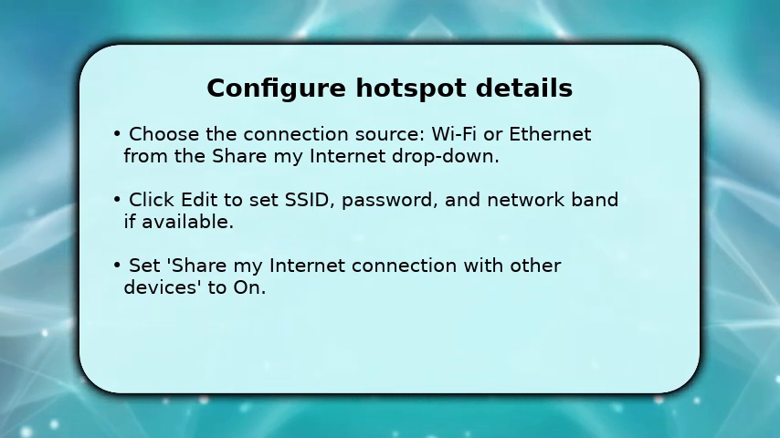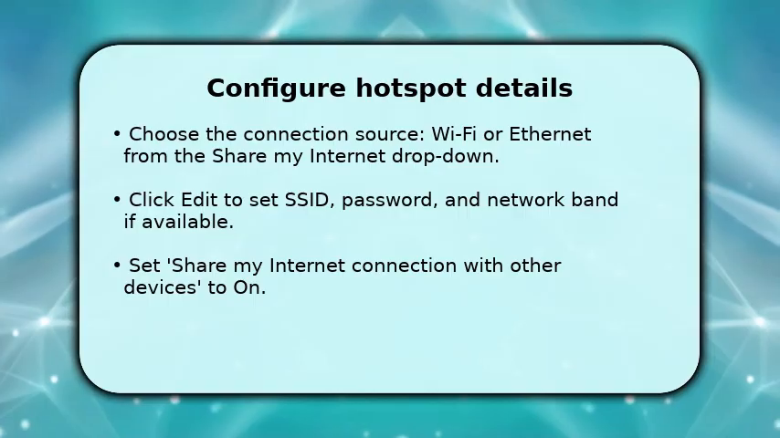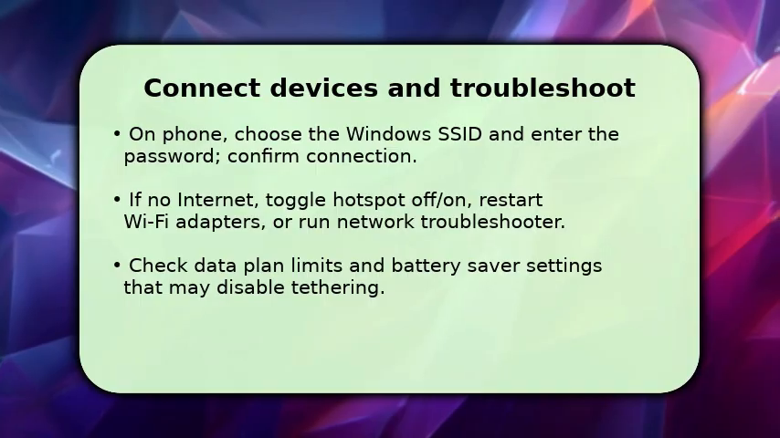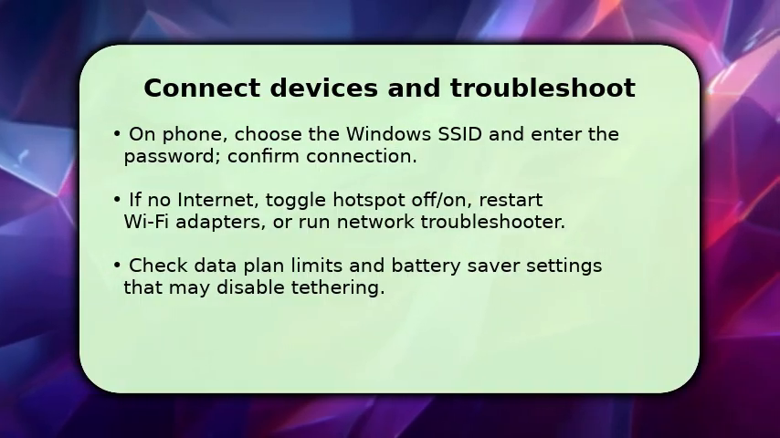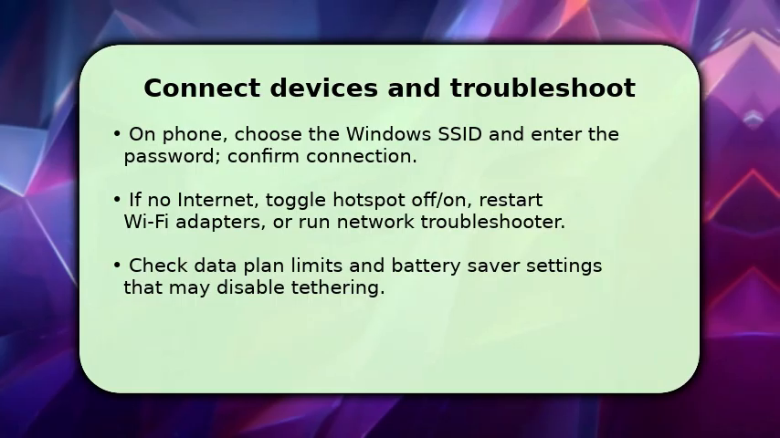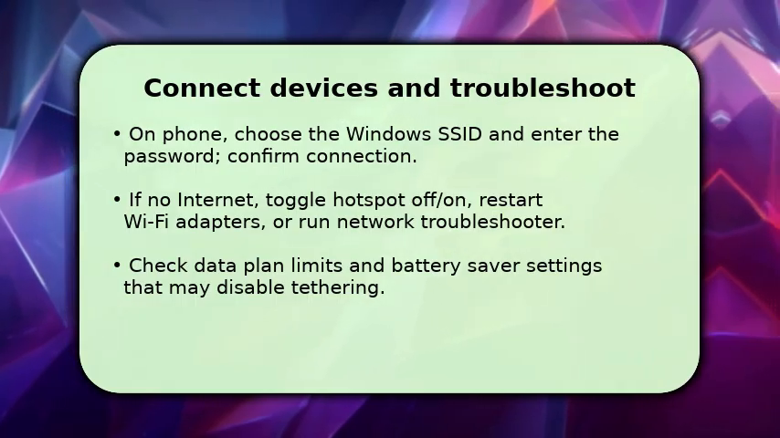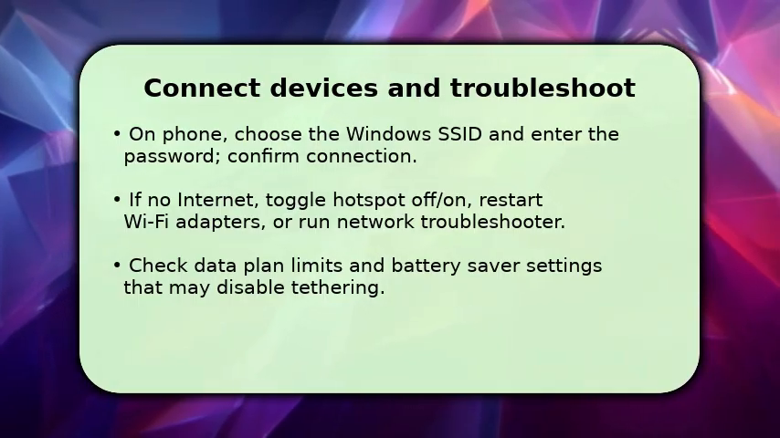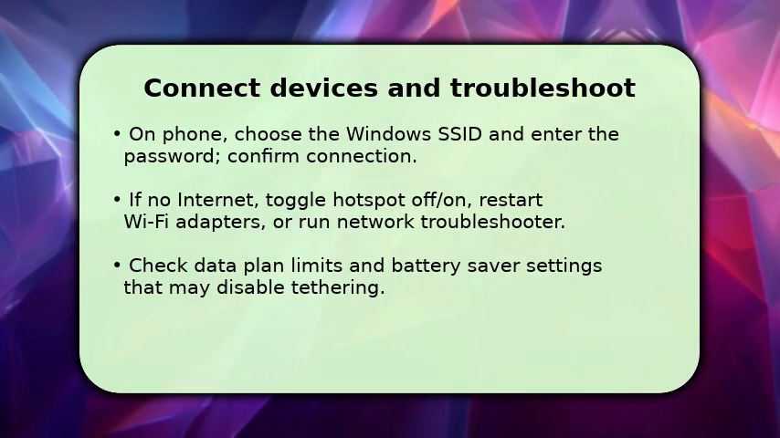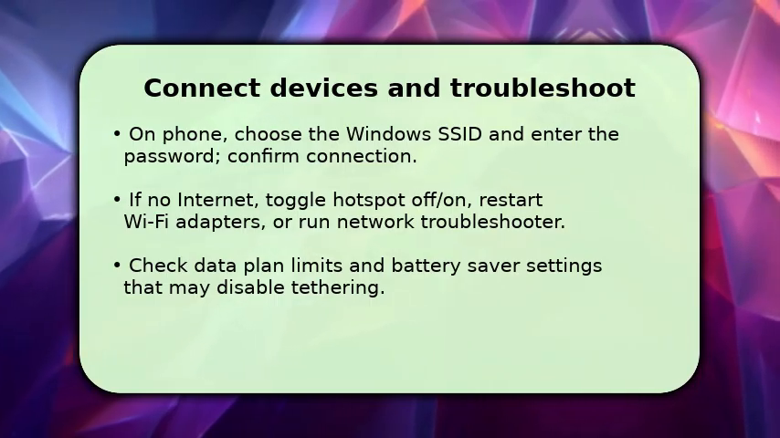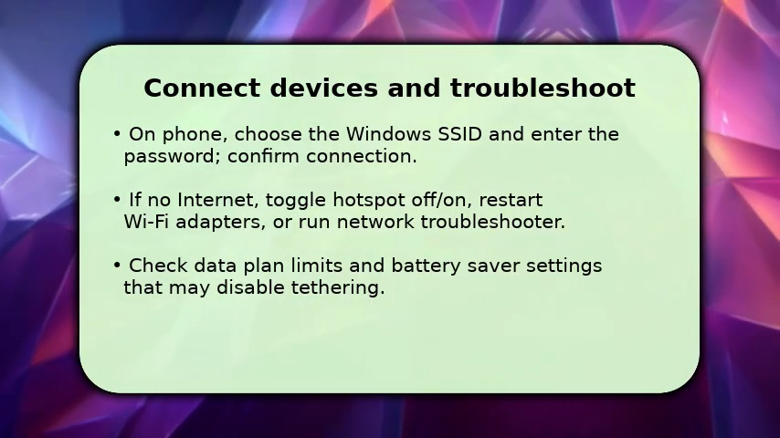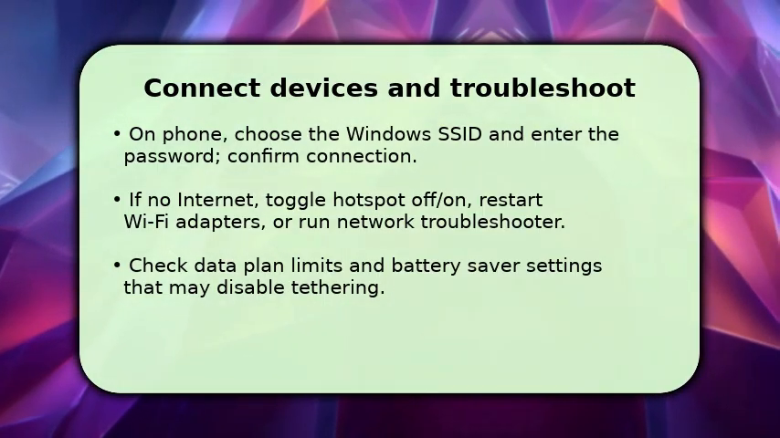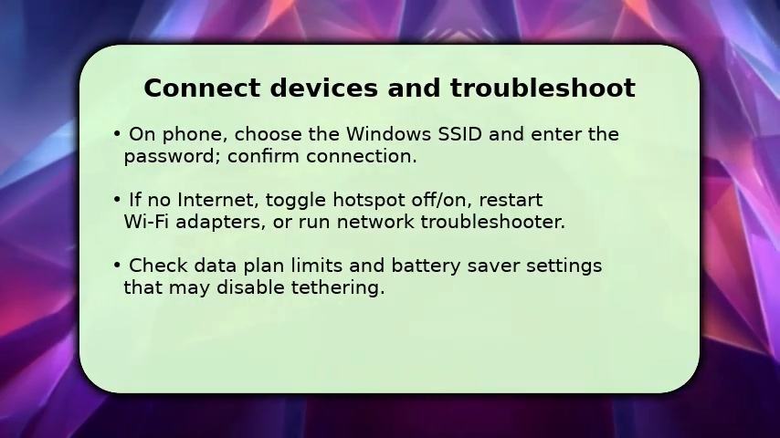To finish, open Wi-Fi on your phone, select the Windows SSID you created, and enter the password. You should connect and get internet. If it fails, first toggle the hotspot off and on, then restart the PC's Wi-Fi adapter or run Windows Network Troubleshooter to refresh settings. Make sure battery saver or data limit features aren't blocking tethering and verify your mobile plan allows hotspot use. If problems persist, a quick reboot of both devices often clears lingering issues.